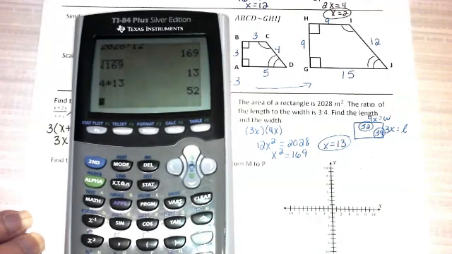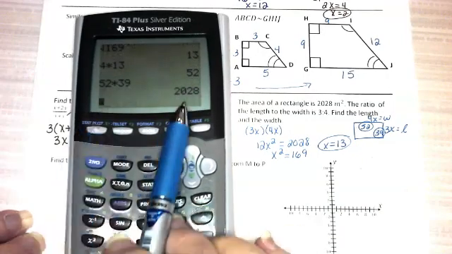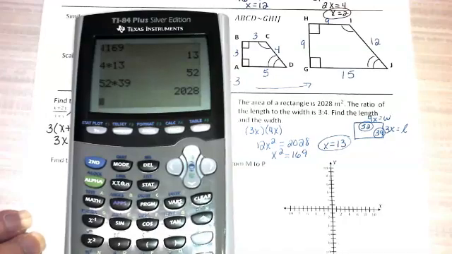I'm going to double check just because I like to check these things. Does 52 times 39 really equal 2028? Yes, it does. So we are good.